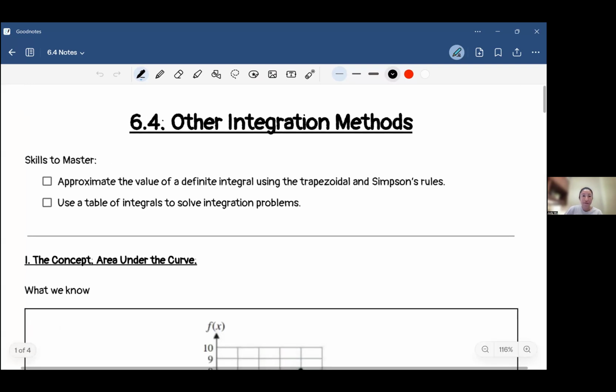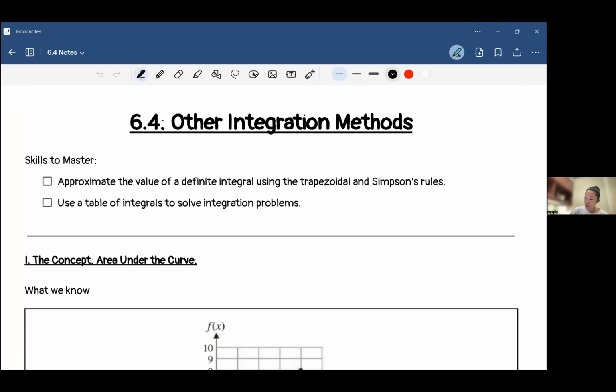All right, so we're going to focus on a few more ways to integrate things that look a little bit more complicated today. In particular, we're going to do two specific skills. One, we're going to revisit the idea of approximating the value of a definite integral using something called the trapezoidal rule and Simpson's rule. And the second thing we're going to take a look at is how to use this table of integrals that comes in the back of every calculus book to solve integration problems.